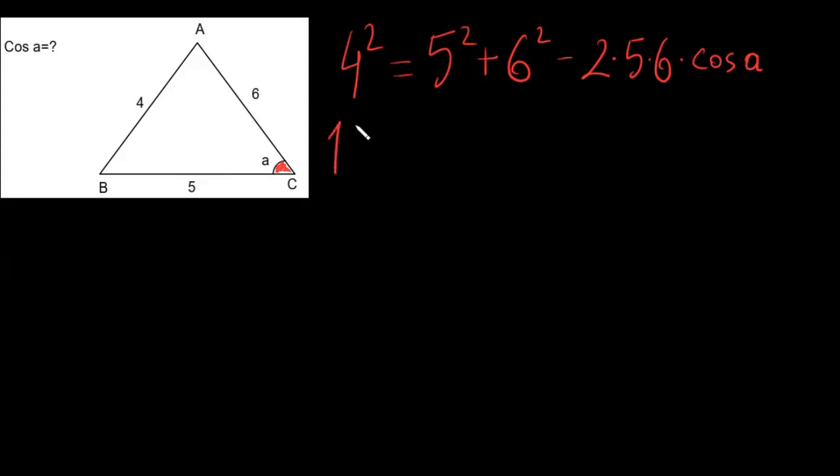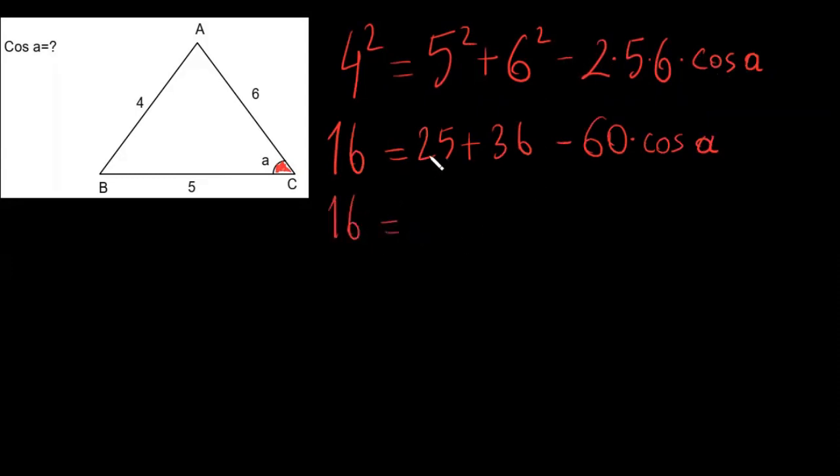4 squared is equal to 16. 5 squared is equal to 25. 6 squared, 6 times 6, is 36, minus, so 2 times 5 is 10. 10 times 6 is 60. 60 times cosine of A. We have to do the multiplication first. Multiplication takes priority over subtraction.